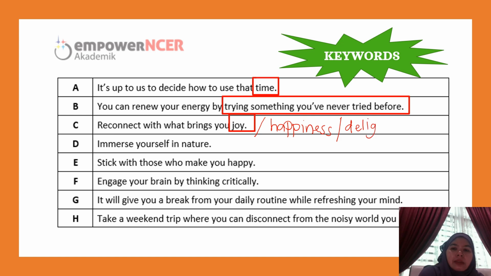Alright. Let's look at sentence option D. Okay, option D, immerse yourself in nature. Definitely the keyword here is nature. Okay. E, stick with those who make you happy.